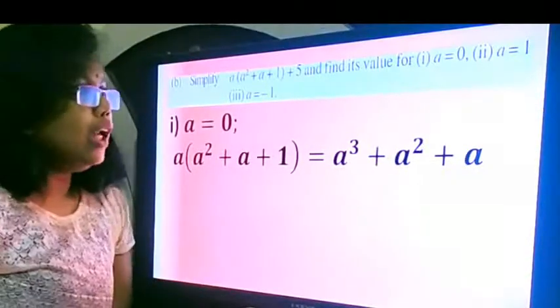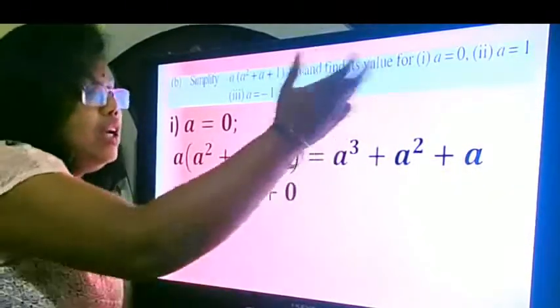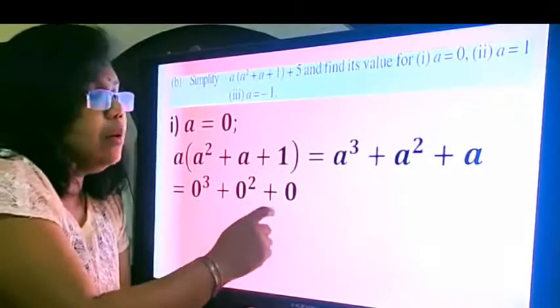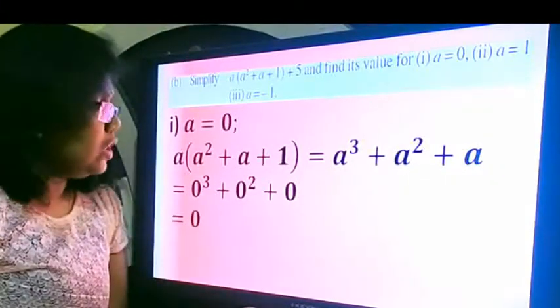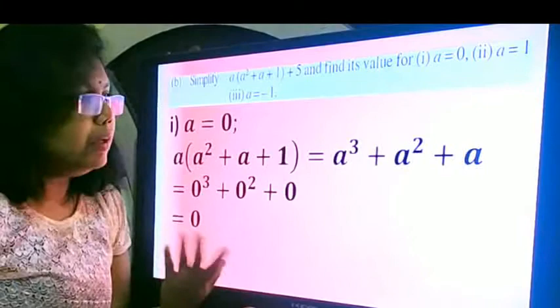Now put in the values. So here the value for a is given as 0. So 0 cubed plus 0 squared plus 0. So you get 0 plus 0 plus 0, that is, the ultimate answer is going to be 0.